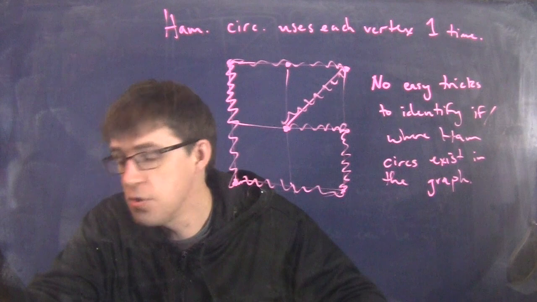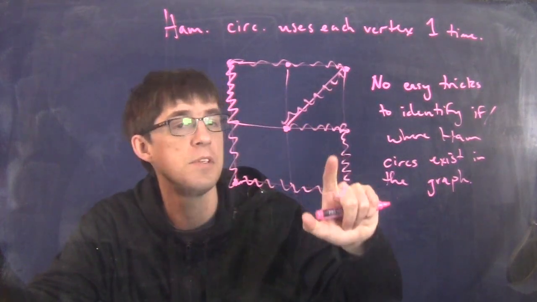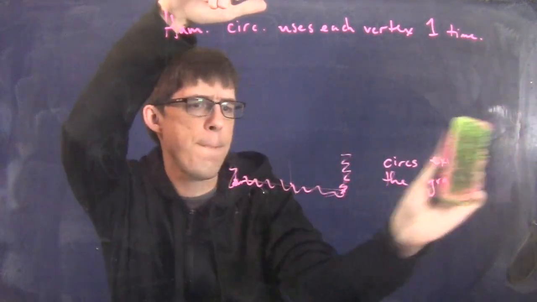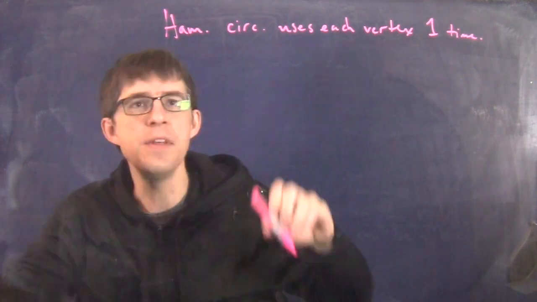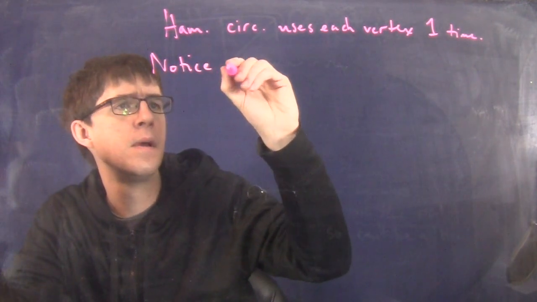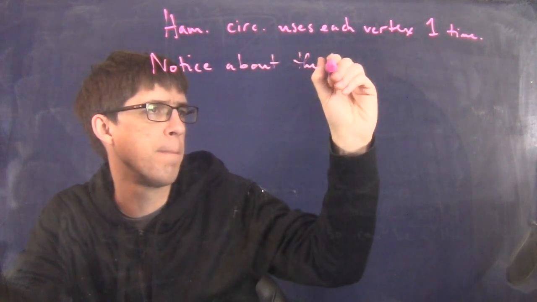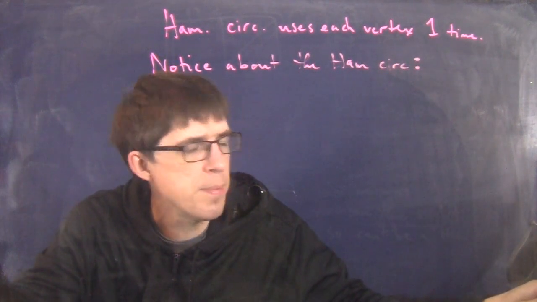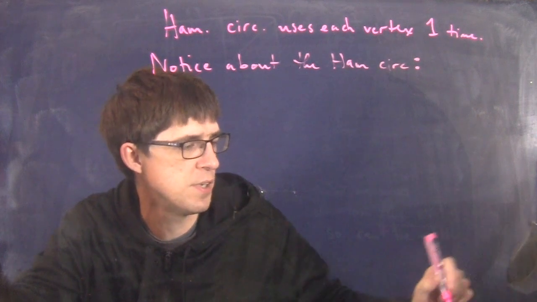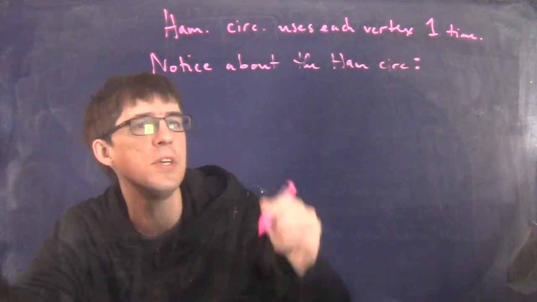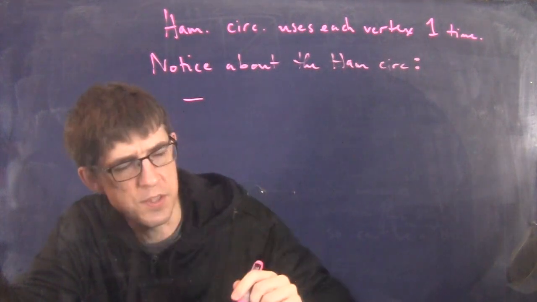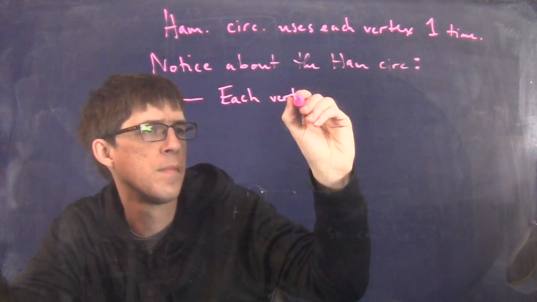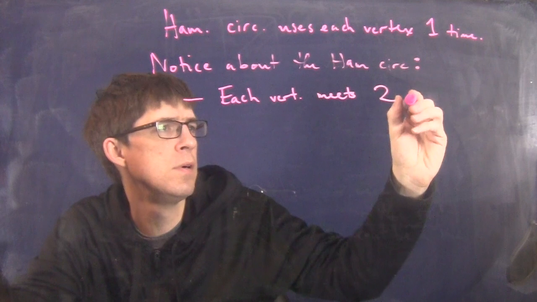So I want to make 2 simple observations about the Hamilton circuit right here. I hope to keep this picture. So, things to notice about the Hamilton circuit. Like those scribbly lines that I drew there, some properties of that circuit that I would like to call your attention to. These are obvious once they're brought to your attention. It's not obvious why these are important, but you'll see in a moment. Each vertex meets two scribbled edges.